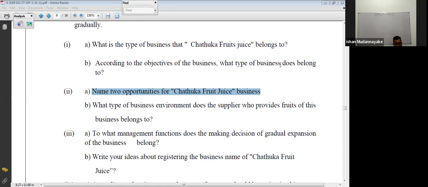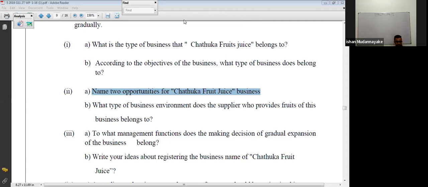If you want to revise your knowledge, please send a message. When I'm discussing, if you can't remember what an opportunity is, then send me a message: Sir, explain opportunity. Then I can explain. Send me a message, no problem. Right. Come on. Two opportunities. Opportunities come from the external environment.